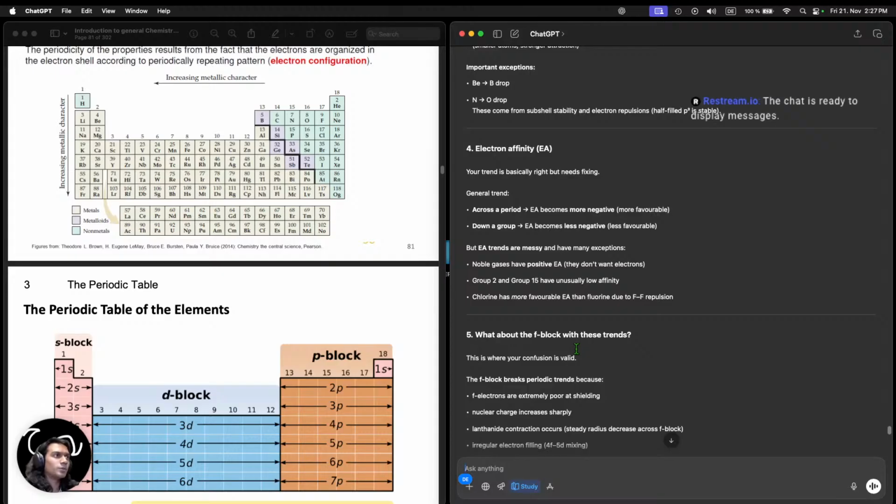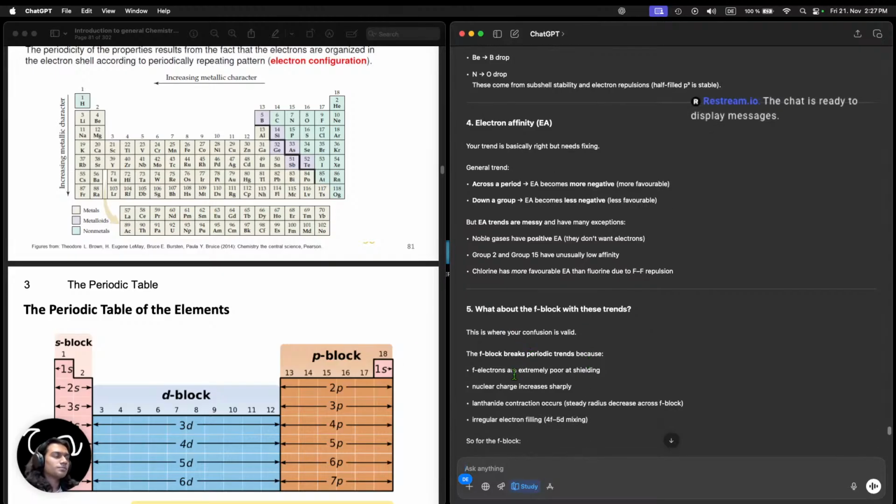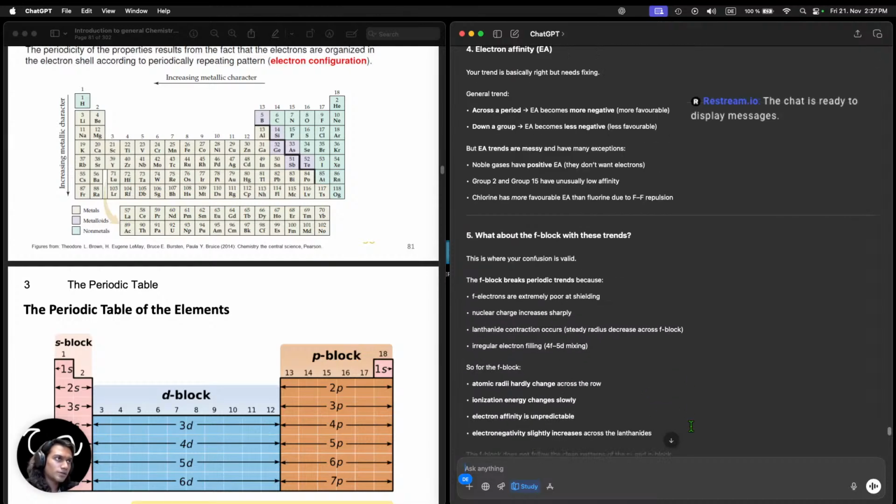What about the F block with these trends? This is where your confusion is valid. The F block breaks periodic trends because F electrons are extremely poor at shielding. Nuclear charge increases sharply. Lanthanide contraction occurs, a steady radius decrease across the F block, with irregular electron filling. So the F block atomic radii hardly change across the row.